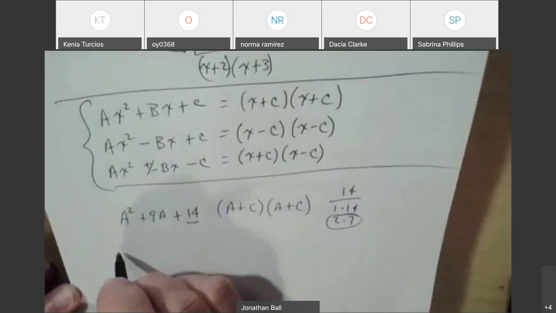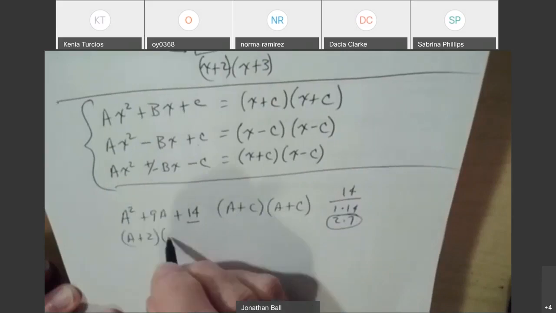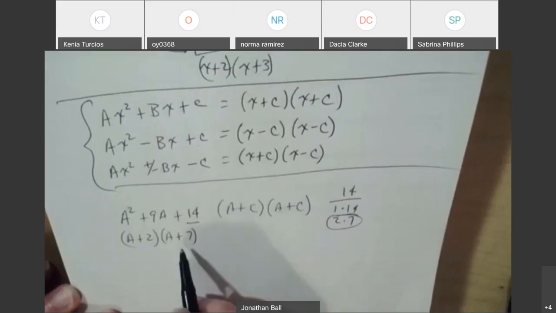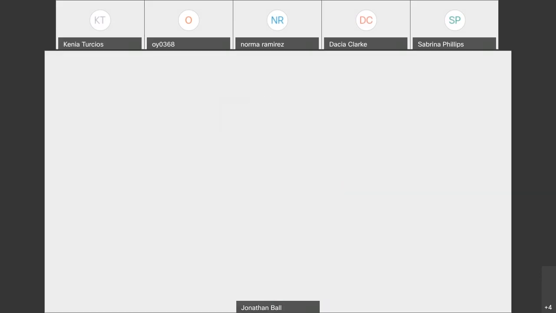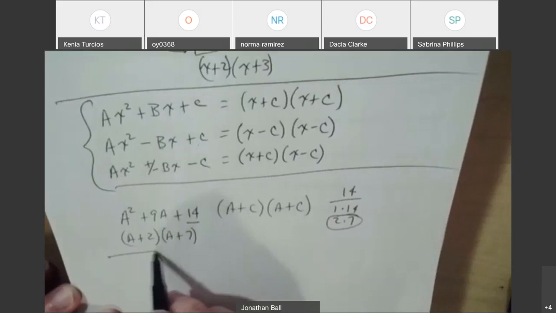So we have a plus 2 times a plus 7. And if you want to double check yourself to see that you're right, you do 2 times 7 is 14, because remember, that's the last thing we do when we do the distributive property. And 2 plus 7 is 9. So we are correct.